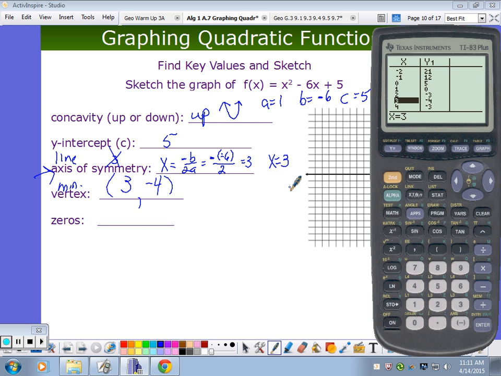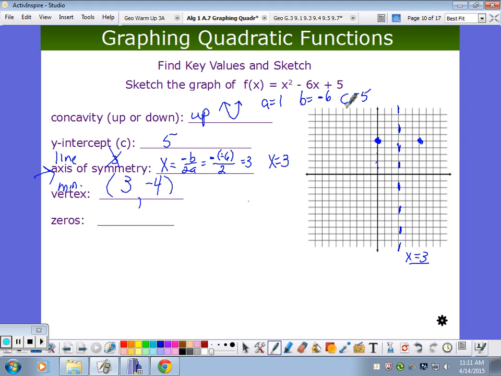If you're likely to make a mistake, and I know I am, I like to just make sure I did it right. The calculator can help me. You just say, what's 3 squared minus 6 times 3 plus 5? That's 9 minus 18 plus 5, which is negative 9 plus 5, which is negative 4, right? So we can get there.